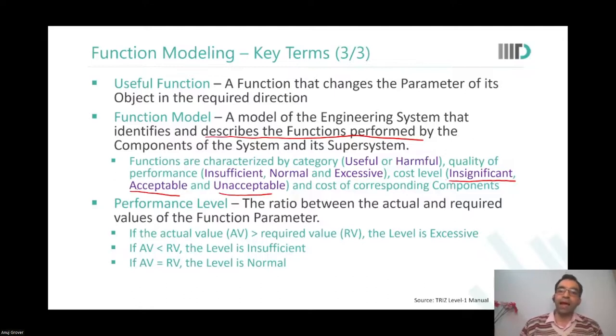Okay? And the value of any component is sigma of functionality upon sigma of cost.